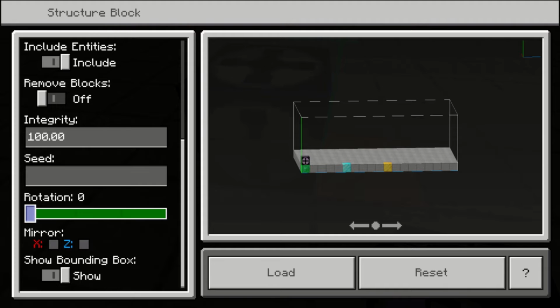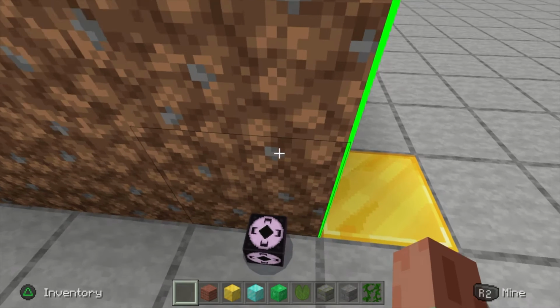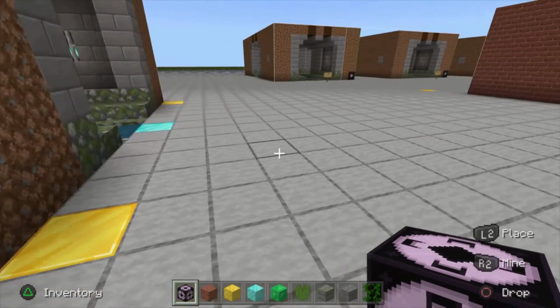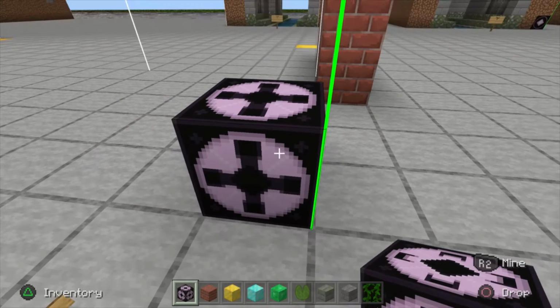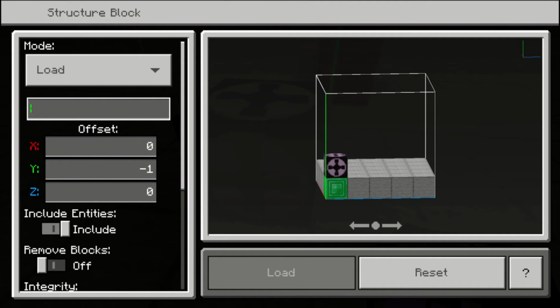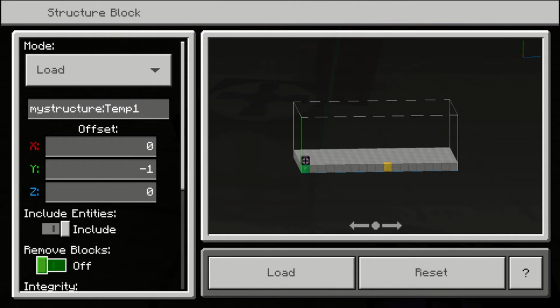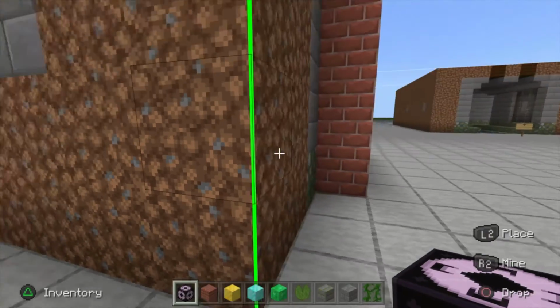Kind of getting lost. I keep forgetting to push X. 90 degrees. Load. I keep dropping my block. Let's go to the last one. Straight 90. So we can go load. Temp 1 again. 90 degrees. Load. And there it is.